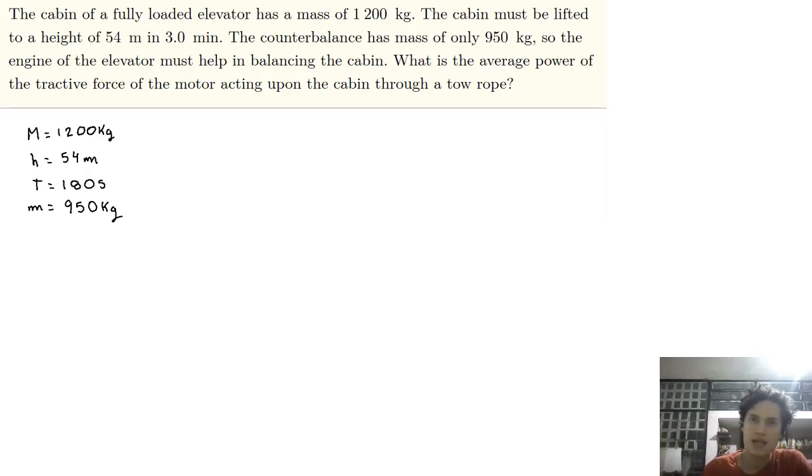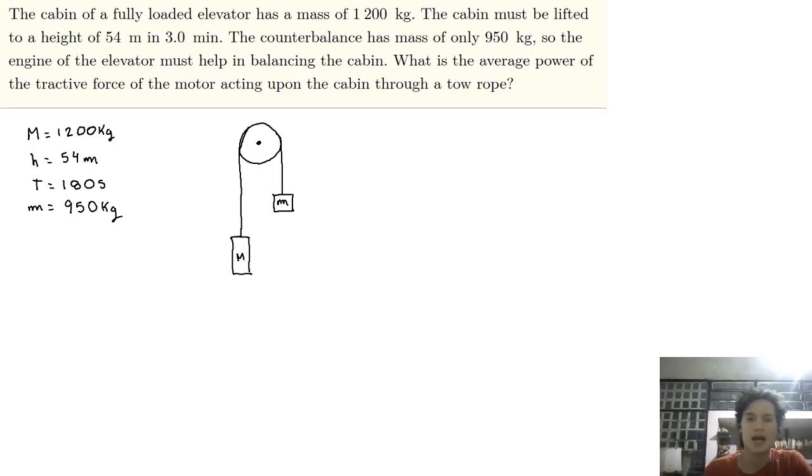So the question is, what is the average power of the traction force of the motor acting upon the cabin through a tow rope? Let's draw a diagram. We start with the motor. Here is the motor, and let's draw the cabin, the cabin with the bigger mass, and here we have a counterbalance, a little bit smaller because it's lighter.